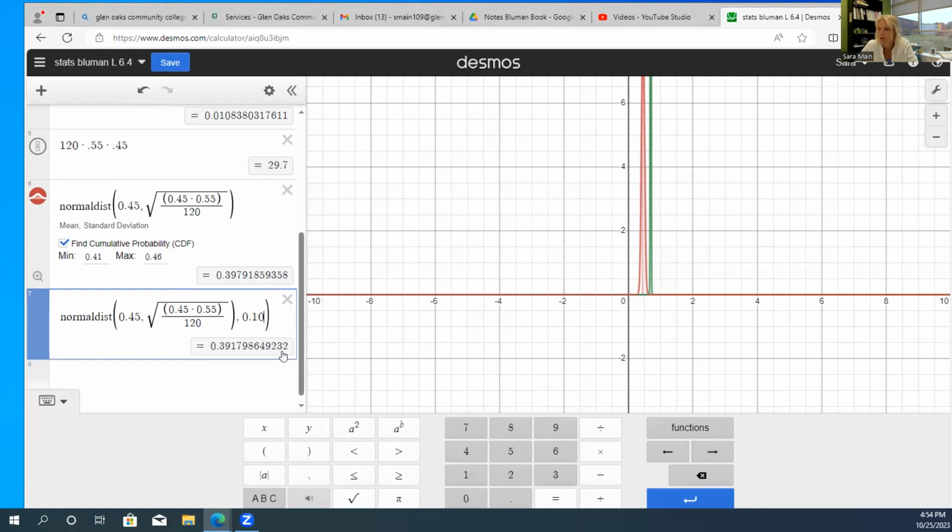That would be a p hat of 0.3918 rounded. So about 39%, about 10% of the samples will say that 40% of them are watching the Super Bowl.